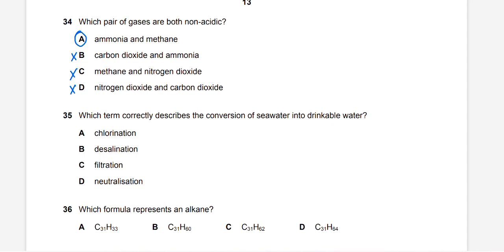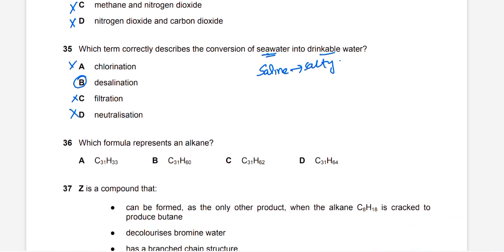Which term correctly describes the conversion of seawater into drinkable water? Seawater contains salt, it is saline. Saline means salty. So removal of salt is called desalination. Not chlorination, which is used for killing bacteria in a swimming pool. Filtration removes insoluble solid particles. Neutralization is the reaction of an acid with a base to form salt and water. So this is desalination.